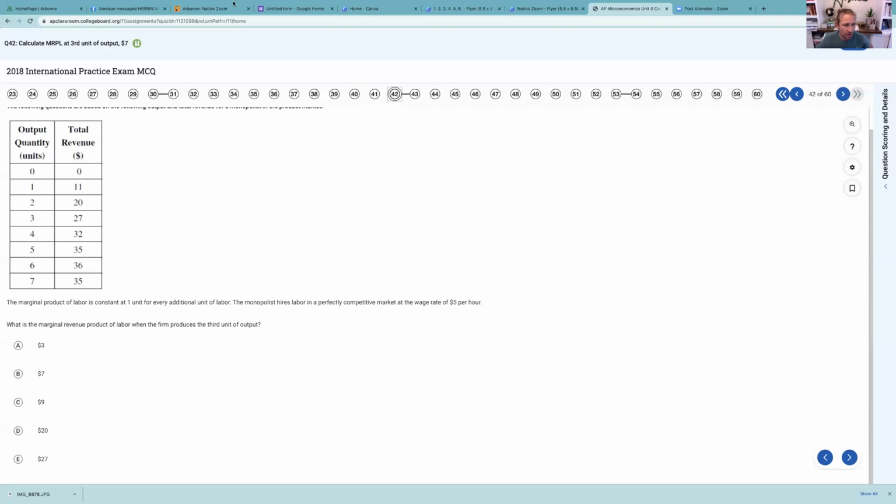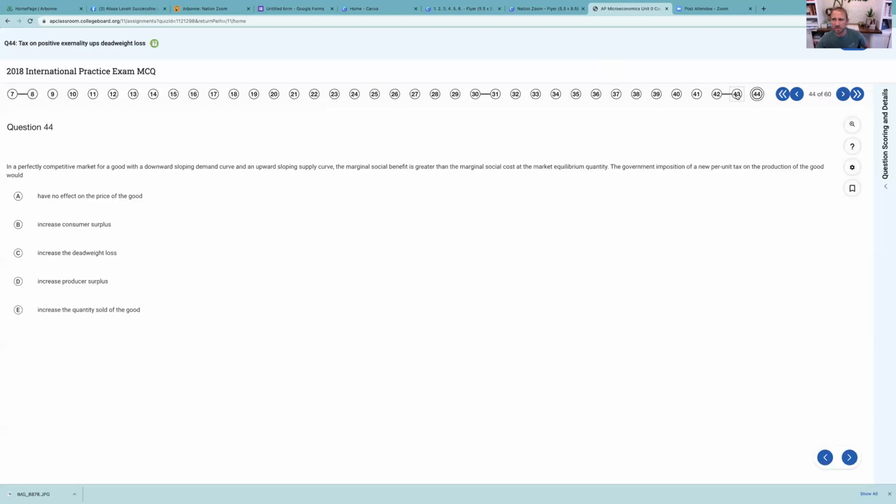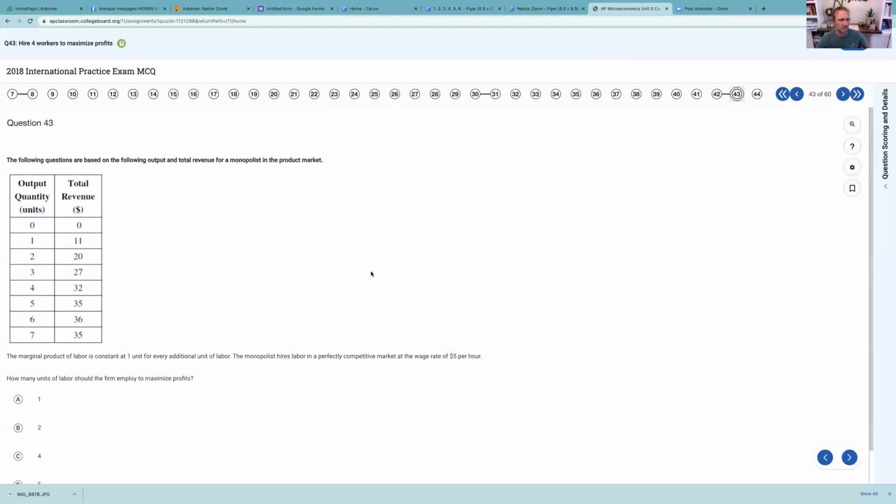So the additional revenue from the 3rd worker is 7. Your additional revenue generated, that's this column. Your marginal revenue is the difference between total revenue with 3 and total revenue with 2. So your marginal revenue product is $7 for that 3rd worker. Answer choice B.